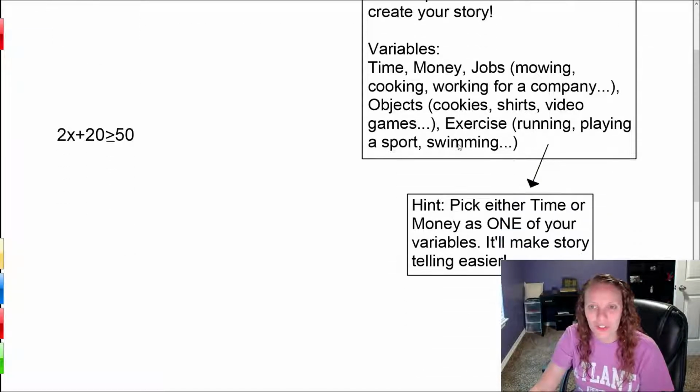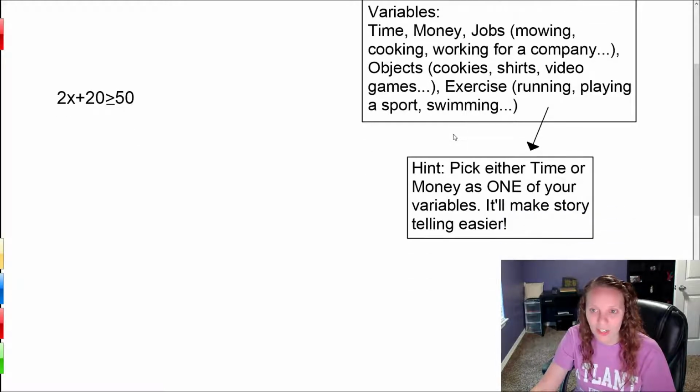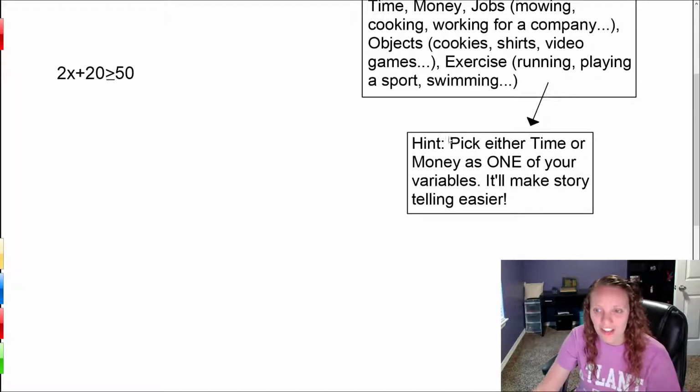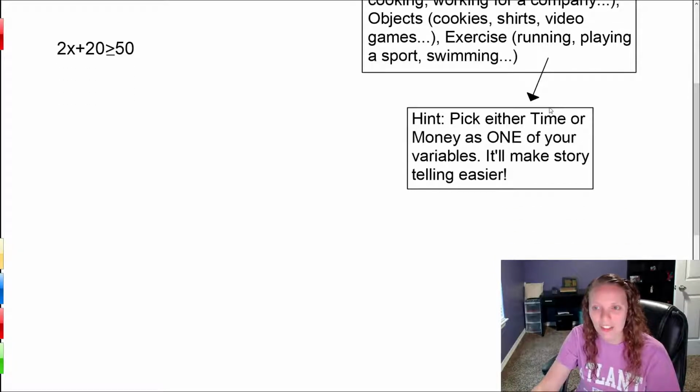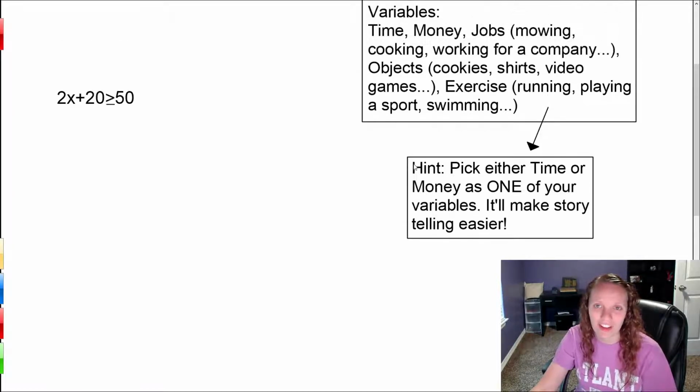Variables could include time, like minutes, hours, money, jobs like mowing or cooking or working for a company, objects like cookies, shirts, video games, and exercise, running, playing a sport, swimming. Variables are not limited to these that I listed out. These are just a few ideas to help get us started. And then as a hint, pick either time or money as one of our variables. It'll make storytelling a lot easier.